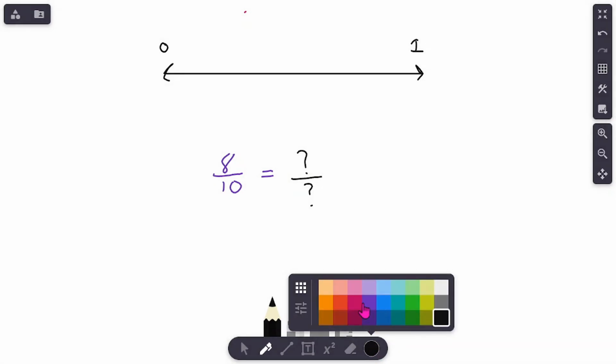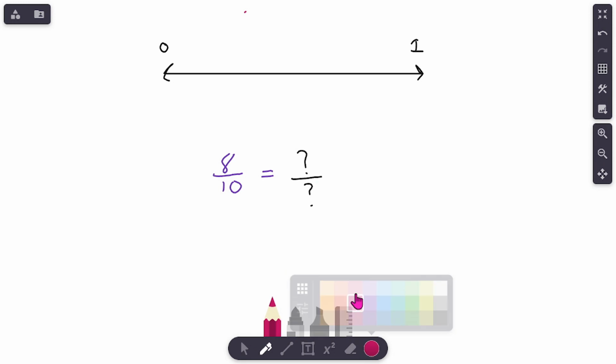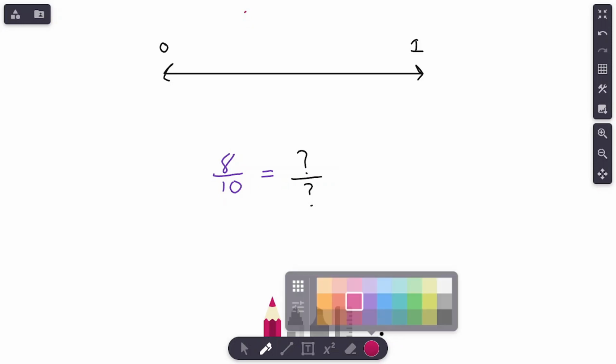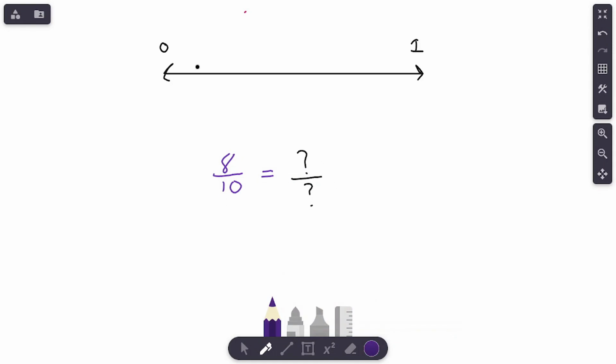So the final problem I have for you is going to be dealing with the fraction 8/10. So what I want you to do, pause me, set up 8/10 on your number line. Well, hopefully you set up 8/10 on your own on the number line. If not, join me.